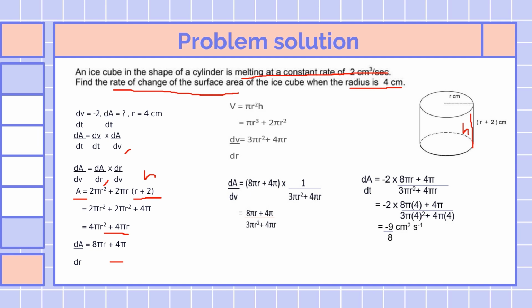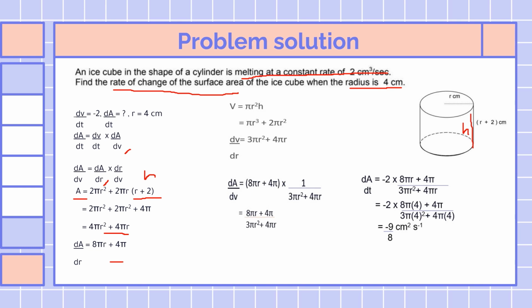After that, we need to find dr over dV. Before we find dr over dV, we need to find dV over dr. To find dV over dr, we can use the formula of the volume of the cylinder. The formula is pi r power of 2 multiplied with the height. So, it is equal to pi r power of 3 plus 2 pi r power of 2. We differentiate it and we get dV over dr is equal to 3 pi r power of 2 plus 4 pi r.